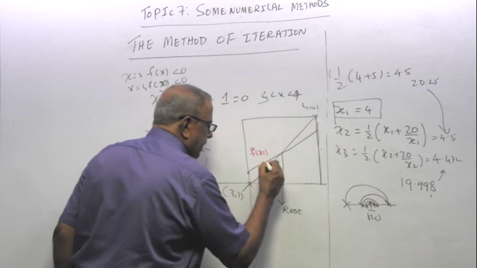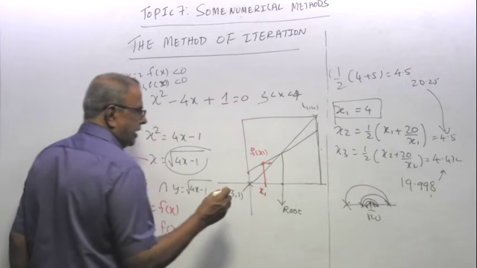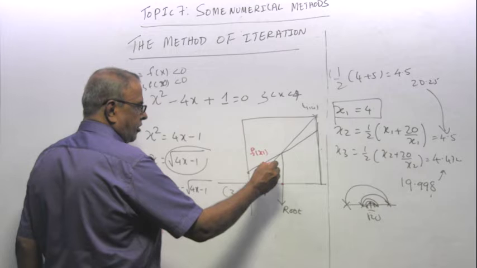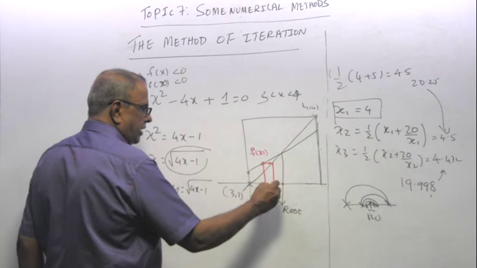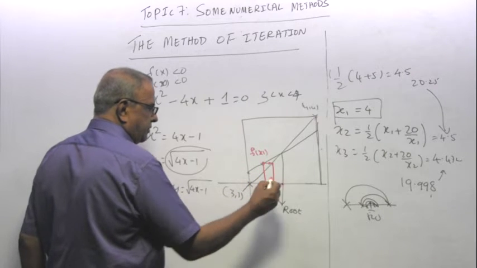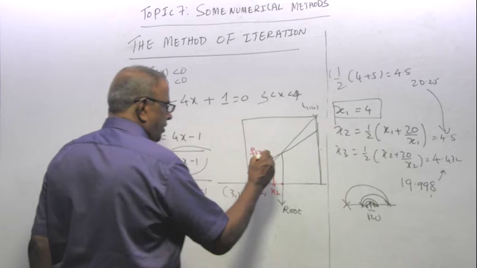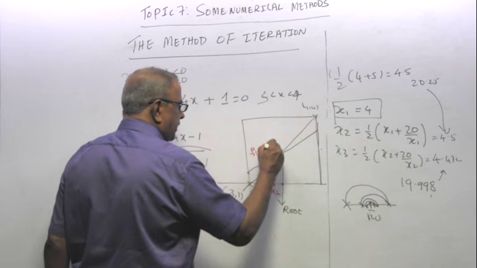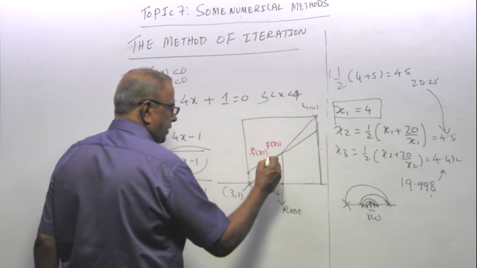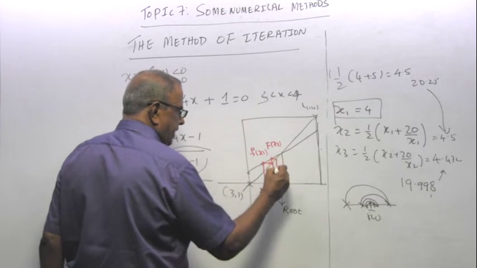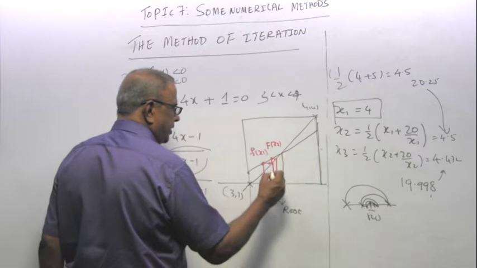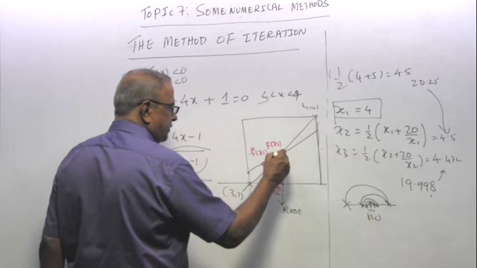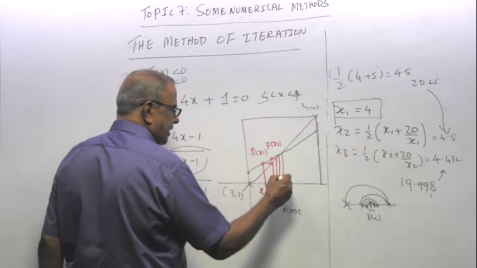If I draw the parallel, do you realize that this is also f of x1? So do you agree that is x2, which is f of x1? Now, this one will be f of x2. If I draw a parallel, I'll come to x3. If I assume that is f of x3, draw a parallel, x4.